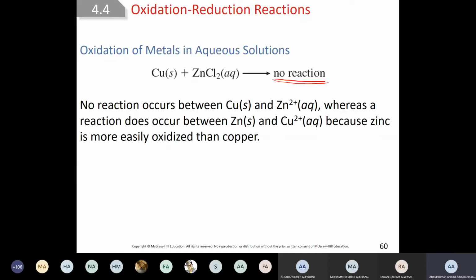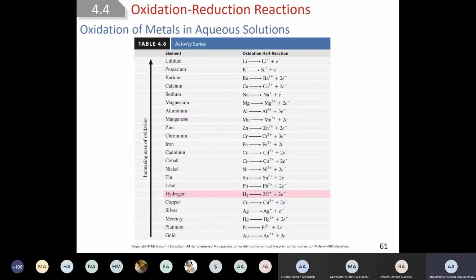Which element will displace which element? We have this table, which I don't want you to memorize. Don't memorize anything in this table. But the one at the top will always displace the one at the bottom. So if you put lithium with anything, it will displace it. But if you put anything with lithium, it will not displace lithium.